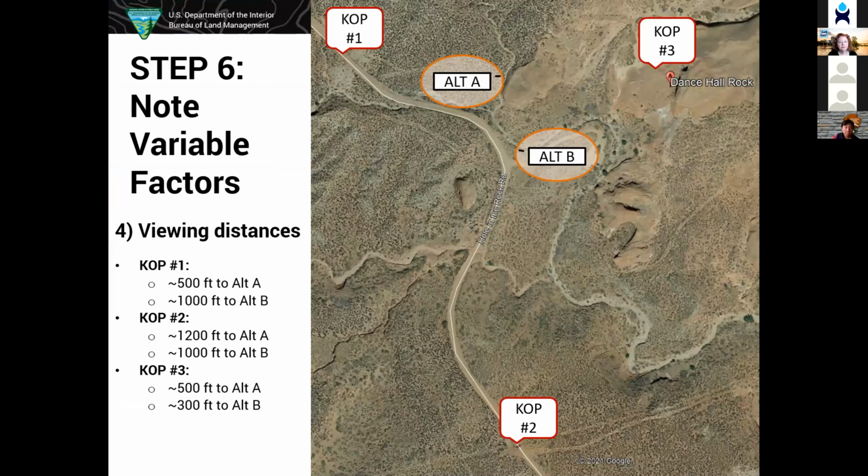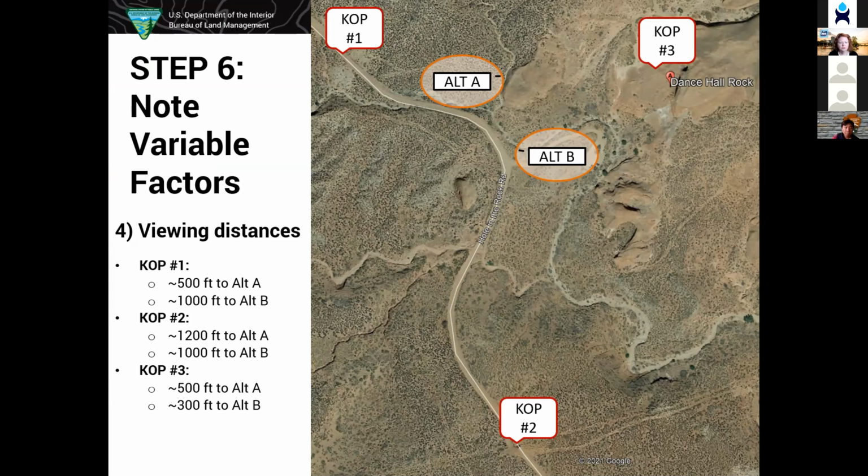Let's see, our next variable factor is viewing distances. How far away are we when viewing the project, if it's built? And with this, I think we all understand that the further away we get from something, the less dominant it appears. And also the colors can start melding together and become less contrasting.